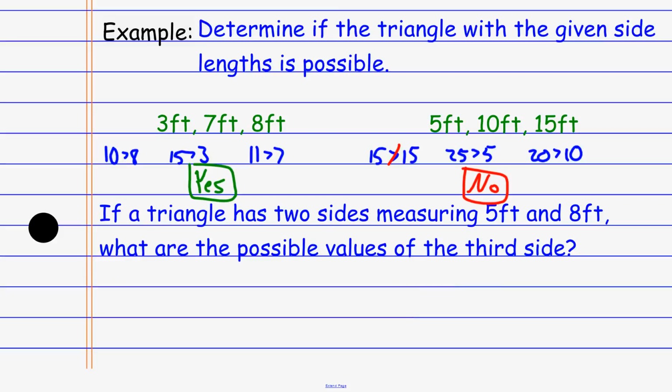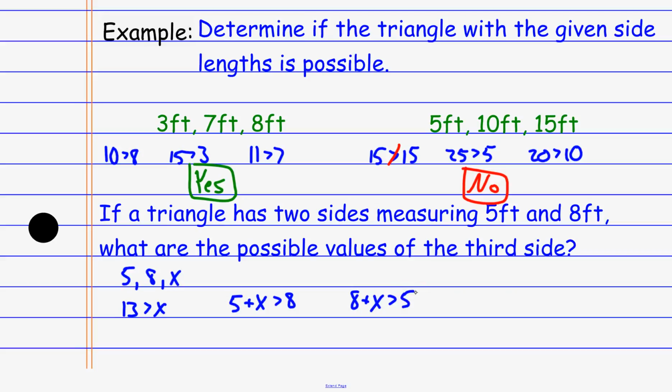And then the last one, it says if a triangle has two sides measuring 5 feet and 8 feet, what are the possible values of the third side? And so when you think about this, let's call the third side x. So I'll say I've got 5, 8, and I've got x. There's a couple inequalities that happen here. First of all, when I add the first two together, that gives me a 13, so 13 has to be greater than x. That's the first thing I notice. The next thing I have would be, if I did the 5 plus the x, that has to be greater than the 8, okay? And then the last thing I would have is that if I did 8 plus the x, it has to be greater than the 5.